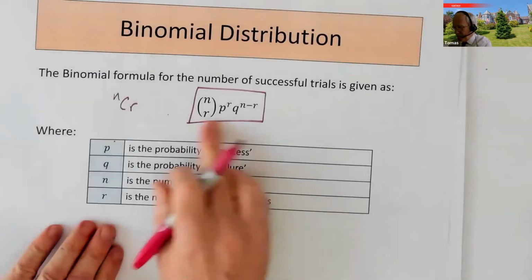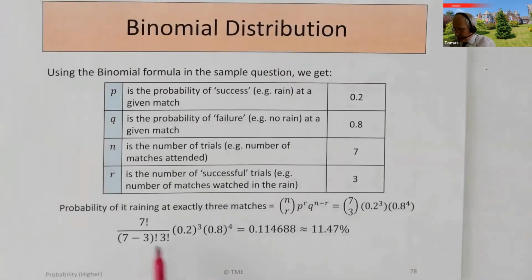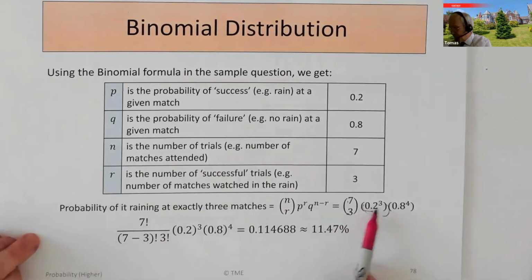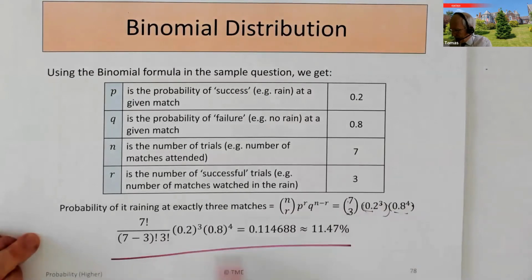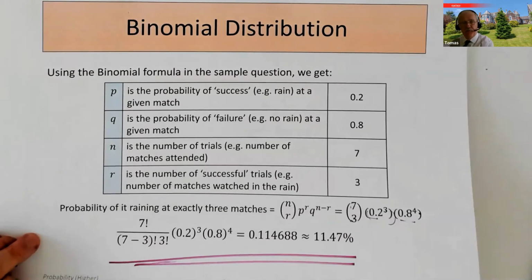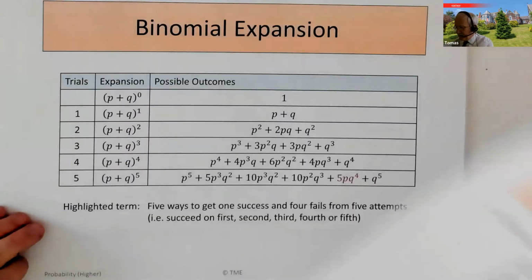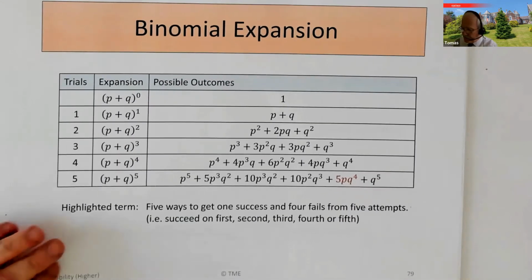Once you've got the formula here, you can say 7 matches, you want 3 to be wet. The wet is 0.2, 3 of those. The dry is 0.8, 4 of those. And you just work out the calculation. And it's 11.47%, which is really pretty impressive that we can do that almost off the top of our head.